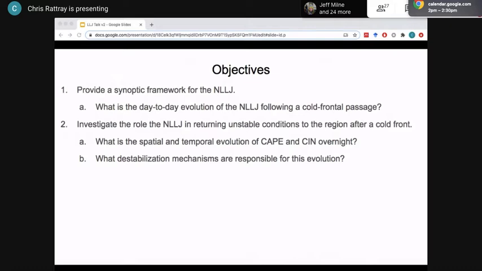Given the complex nature of the low-level jet, this work will take a step back and examine how they return to the region after a cold front comes through and knocks out the necessary conditions for their formation. In doing so, this work will provide a synoptic framework for the low-level jet by examining their day-to-day evolution as they return and which processes are controlling their formation. This work will also investigate the role in returning unstable conditions to the region by examining the spatial and temporal evolution of CAPE and CIN.